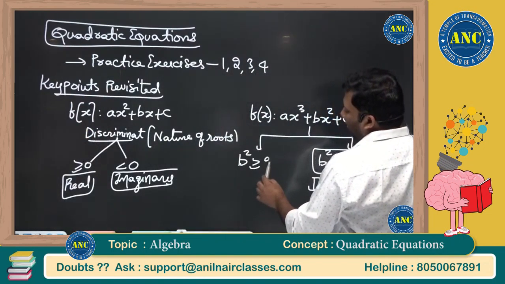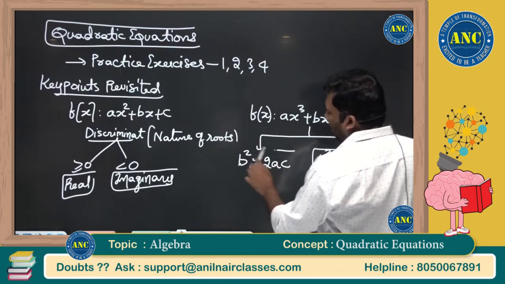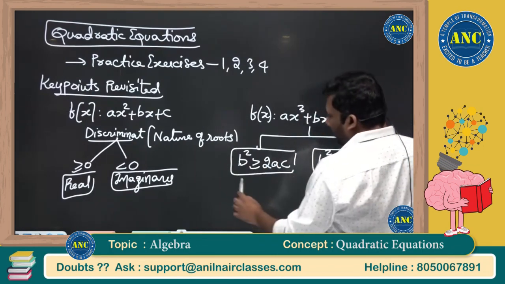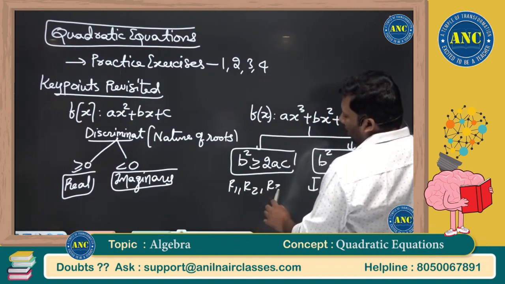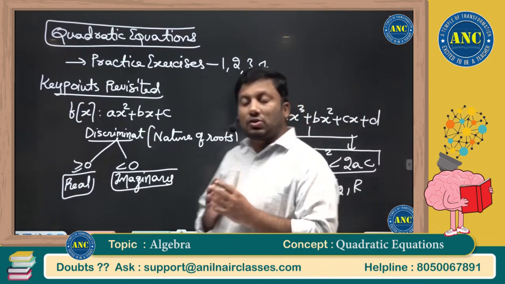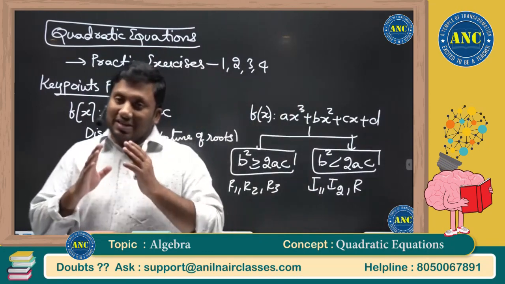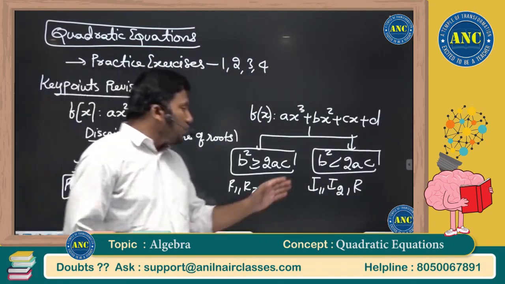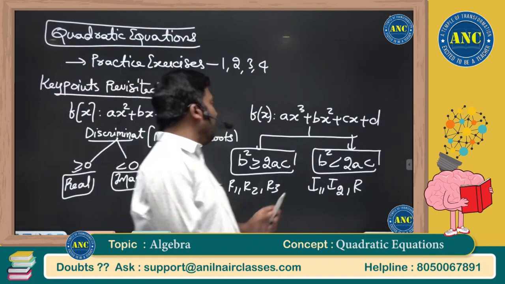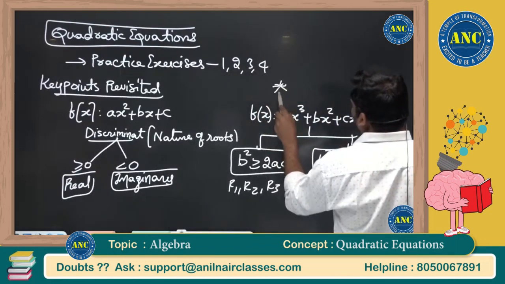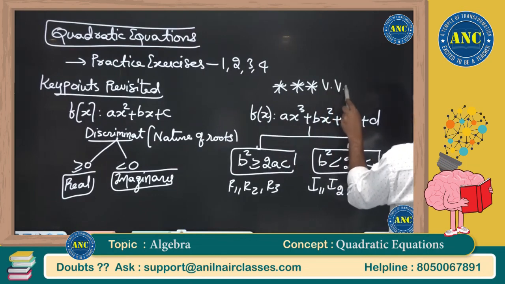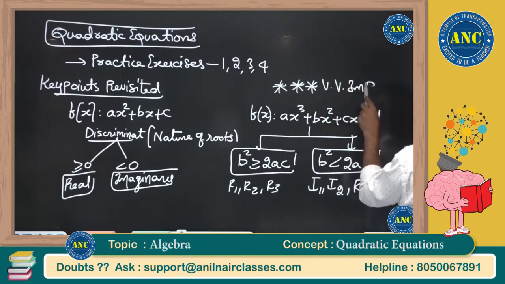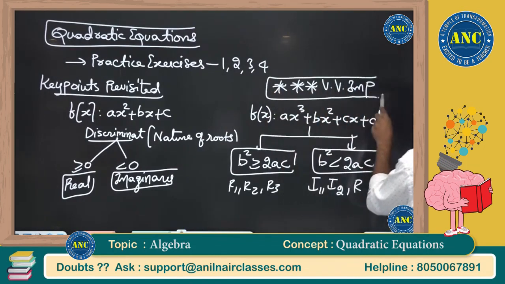What is the condition for the roots to be real in a cubic equation? b square greater than or equal to 2ac. And b square less than 2ac is the condition for the roots to be imaginary in a cubic equation. This is an extremely, very, very important key point. Most students are unaware of how to determine the imaginary roots for a cubic equation.